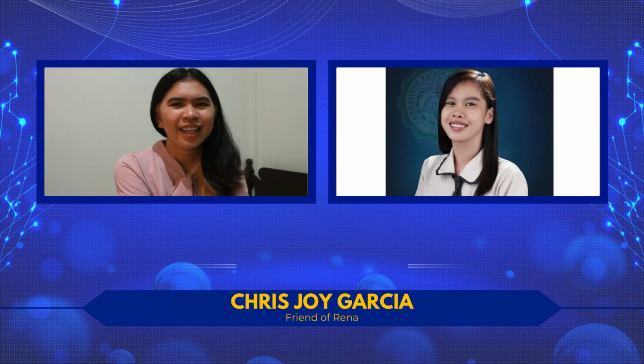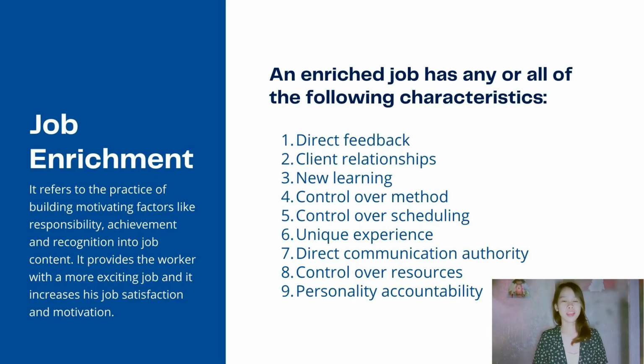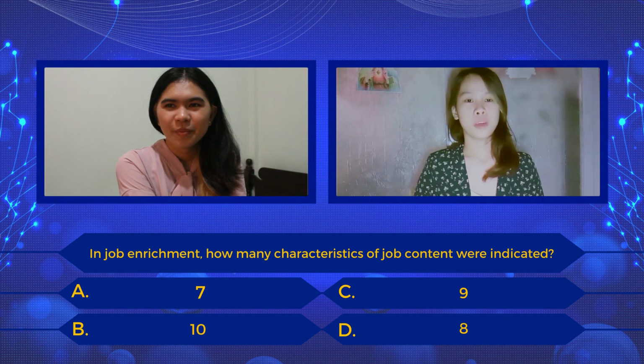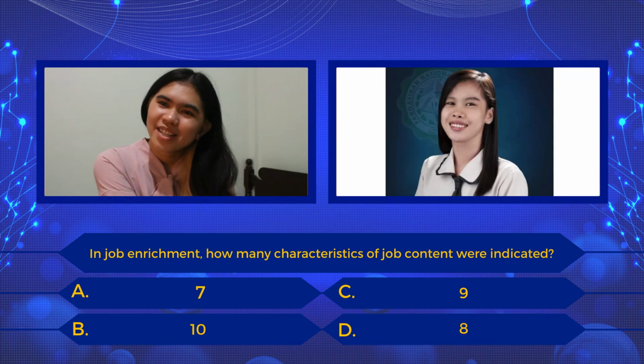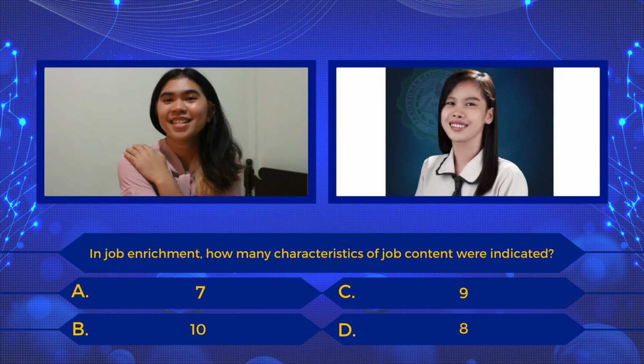How many were indicated? Sure, as far as I can remember, there are 9 characteristics of job content. The first one is direct feedback. Second, client relationships. Third, new learning. Fourth, control over method. Fifth, control over scheduling. Sixth, unique experience. Seventh, direct communication authority. Eighth, control over resources. And the last one is personal accountability. So based on what I know, the answer will be letter C. Thank you, sis. Okay, I will choose letter C.